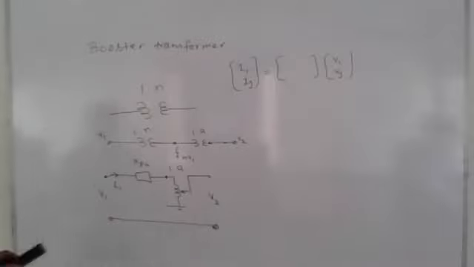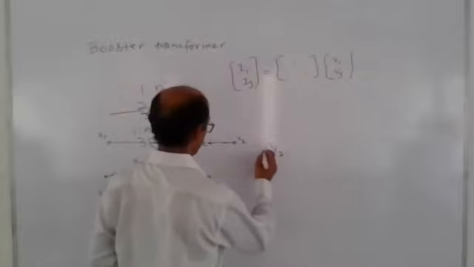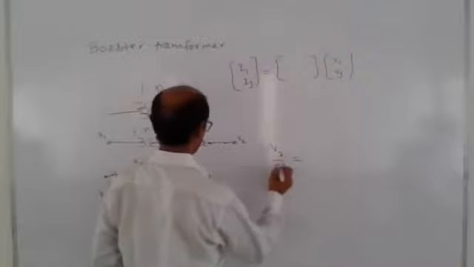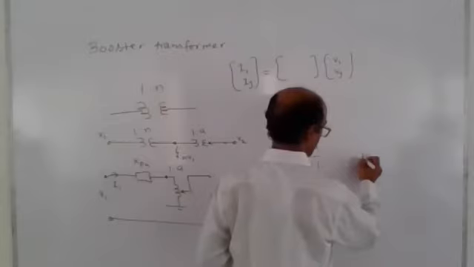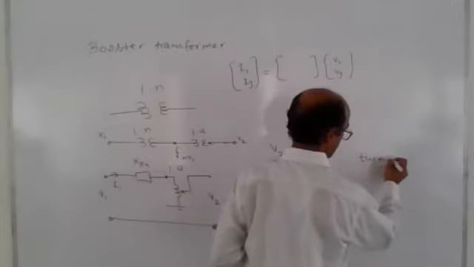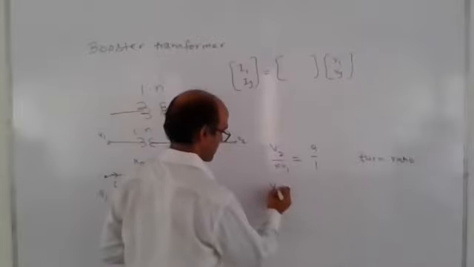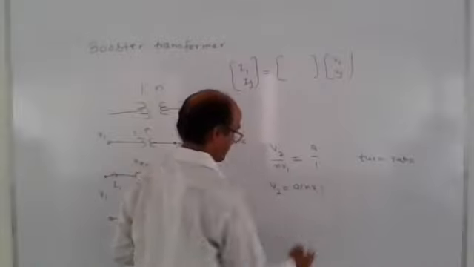Now what is the voltage of this terminal? V2. V2 by NV1 equal to A by 1, the turns ratio. So what is V2? A times NV1.